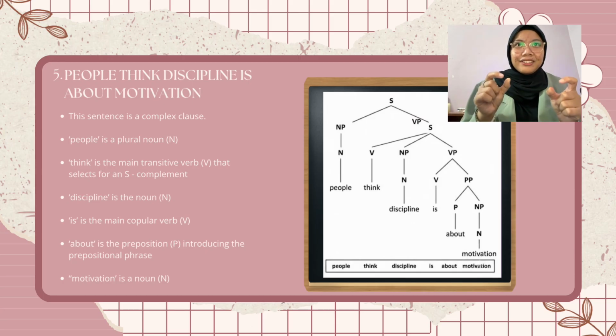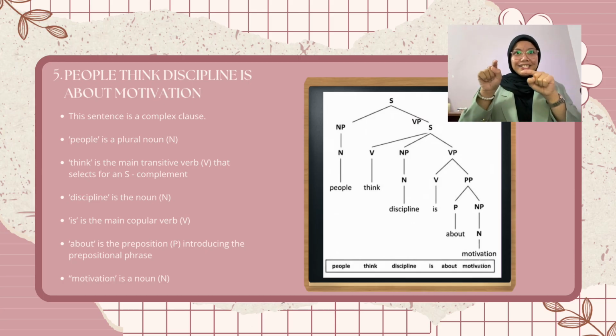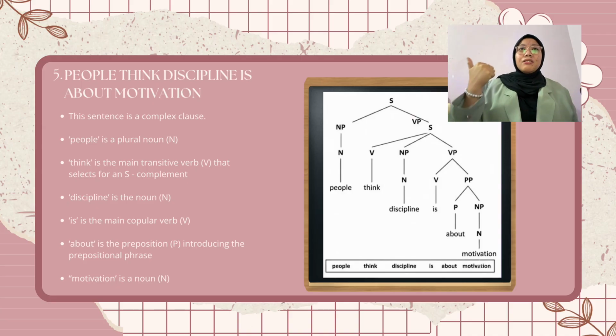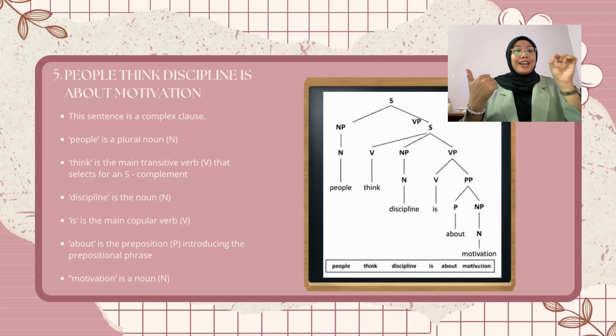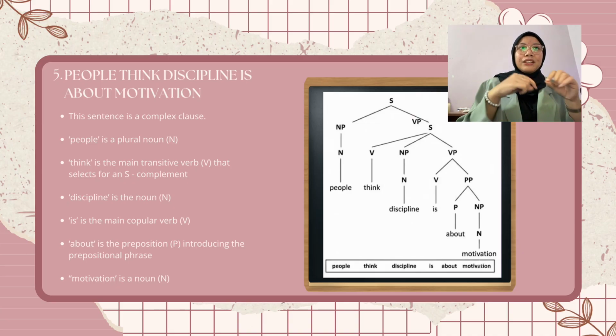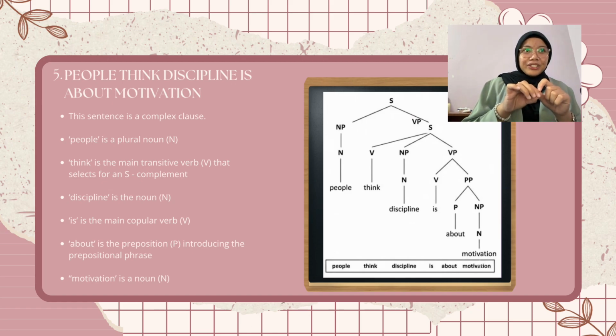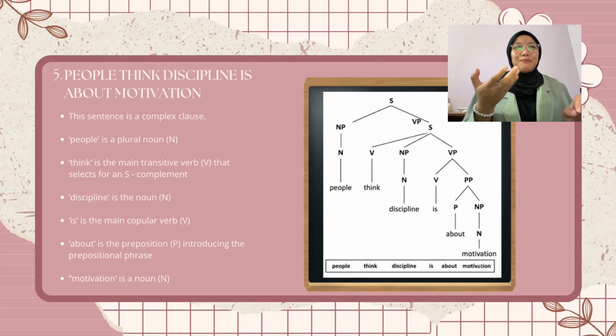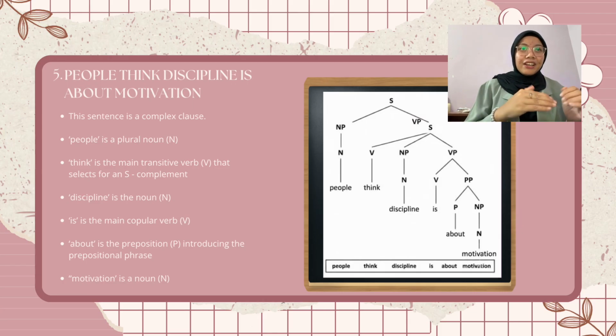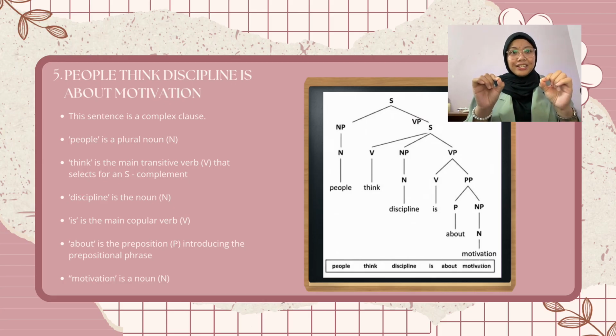So in this sentence, we have the main sentence split into noun phrase and verb phrase. In the noun phrase, we have "people" as the plural noun, and for the verb phrase, we have "think" as the main transitive verb that selects a clause as complement, and "discipline" is a noun, with "is" as the main copular verb. However, "about" is the preposition that introduces the prepositional phrase, and the last word is "motivation," also a noun.